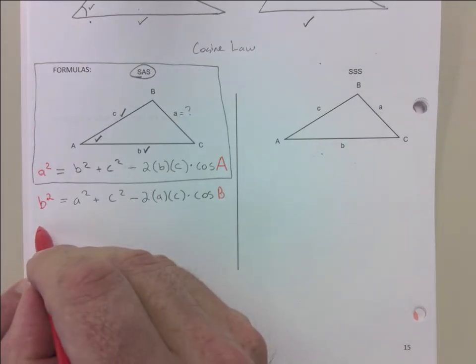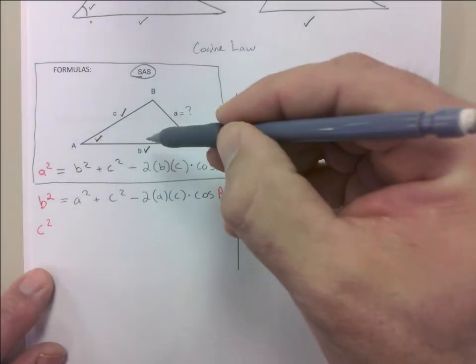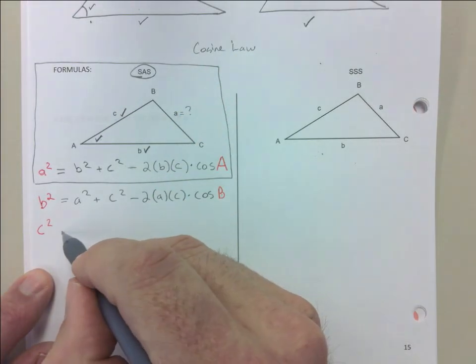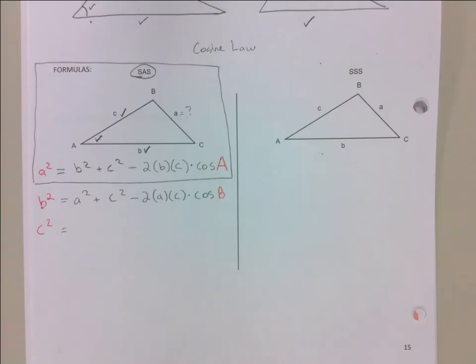Can you write this out? This is your task right now. If I wanted to figure out side C, this one right here, what would the rest of this look like? Can you just give it a try before I continue?